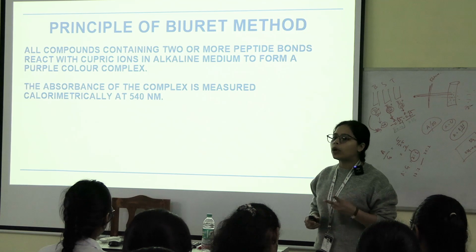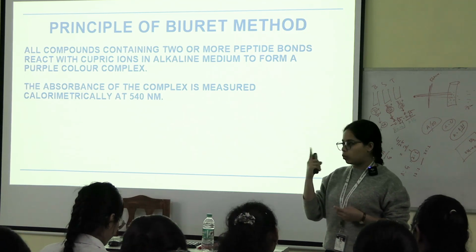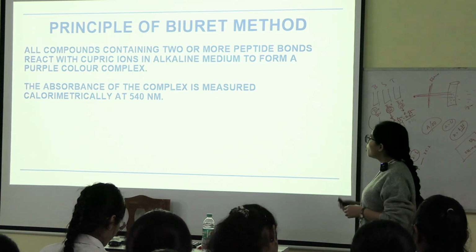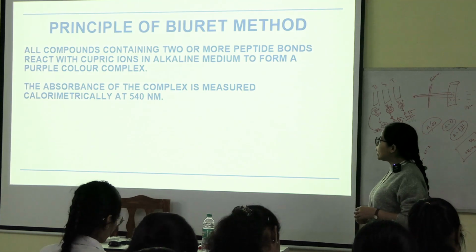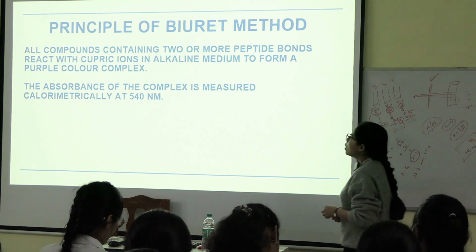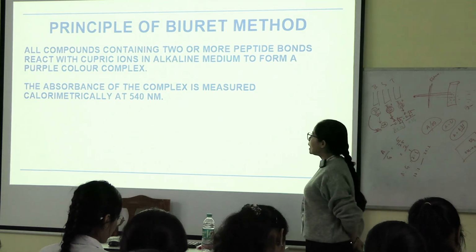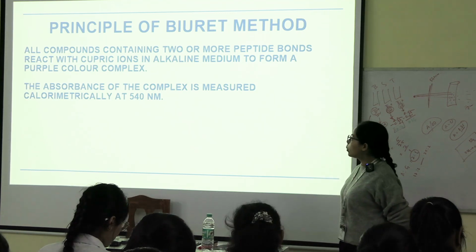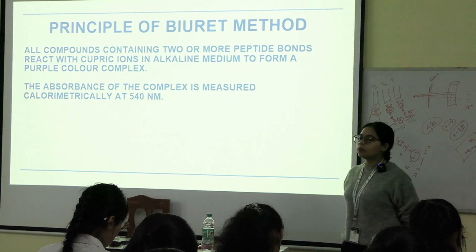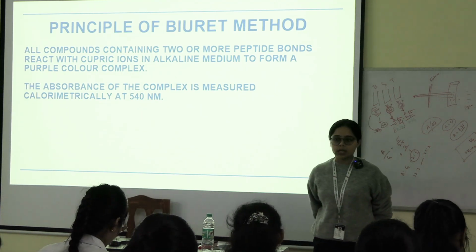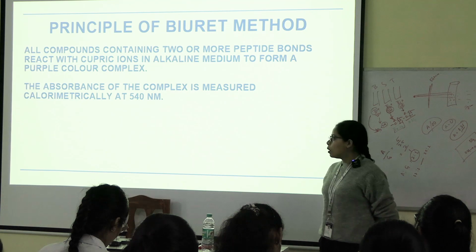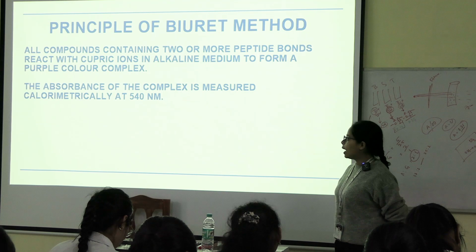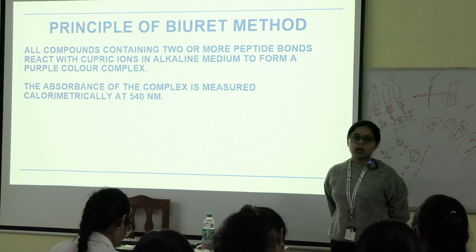If you have only 2 amino acids, you will have only 1 peptide bond, and you will not get the result. So you need more than 2 peptide bonds. All compounds containing 2 or more peptide bonds react with cupric ions in alkaline medium to form a purple color complex. These cupric ions and alkaline medium are provided by the Biuret reagent.